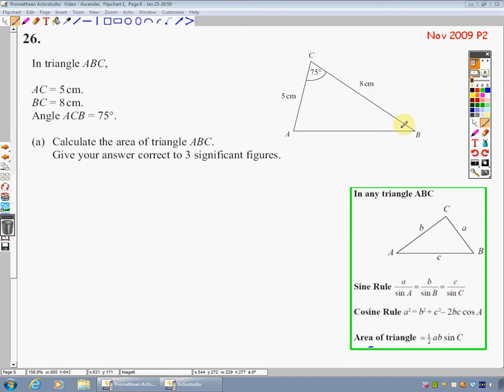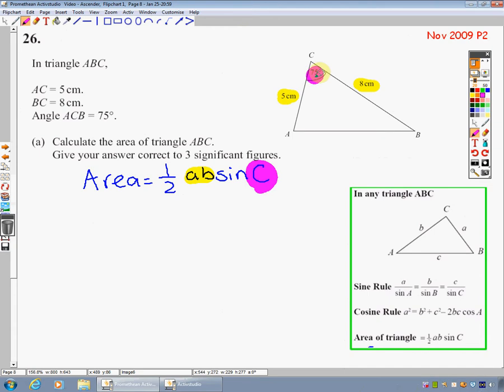So we know that the area equals half AB sine C. Where A and B here are the 2 lengths of the triangle given, and then sine C, so the angle C is the angle between the 2 sides that we've been given. That's really important to remember that bit. Right, so if we go back now to working it out, we have the area equals a half times A times B, so A is 5, B is 8, multiplied by sine C, so our angle is 75.